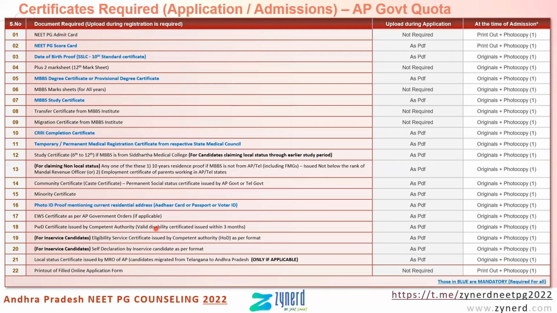This needs to be a valid disability certificate. Last time they had specifically mentioned before the first round that the issue date should be within 3 months. It is better to get one within 3 months.